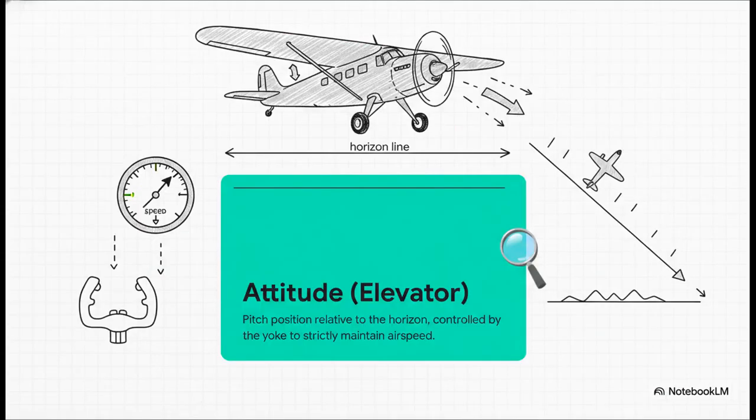The answer is attitude, specifically controlled by your elevator. If your airspeed is wandering all over the place, your nose is in the wrong place. Pushing or pulling the yoke to change the pitch of the aircraft relative to the horizon is your primary, direct control for airspeed. Print that out, frame it, never forget it.